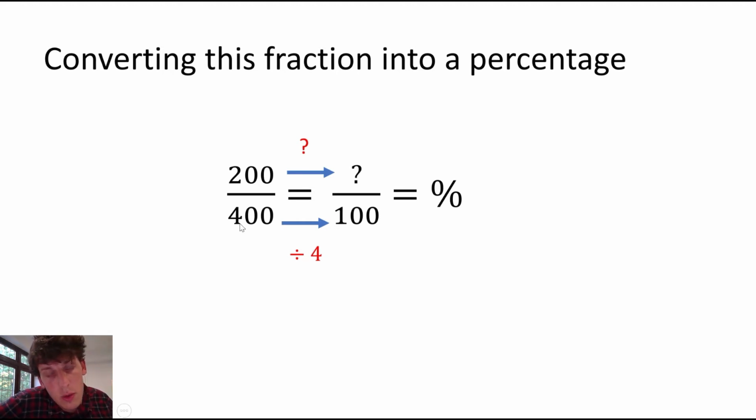I need to make the total out of 100. Okay. So how do I make 400? How do I get 400 to 100? I divide by 4. Whatever I do to the bottom, I have to do to the top.